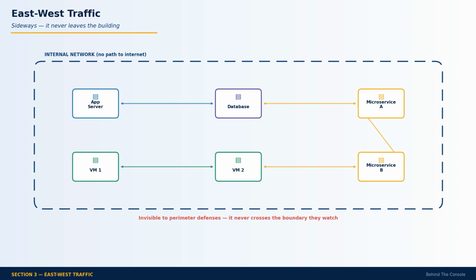On screen, horizontal layout of internal servers, VMs, and microservices with lateral arrows connecting them, all contained inside the internal network boundary, no path to the internet cloud.